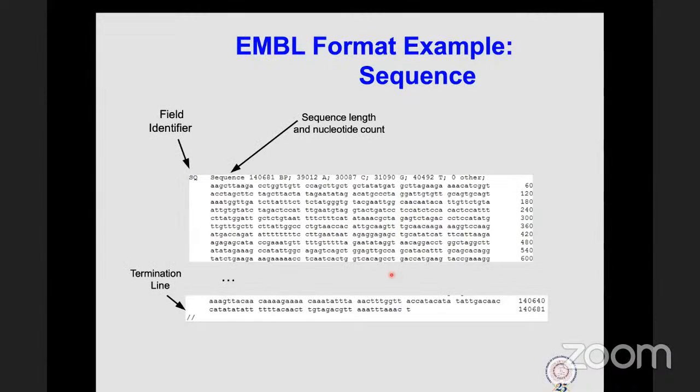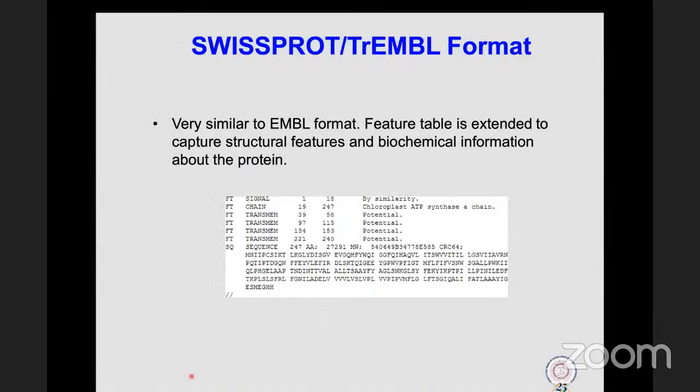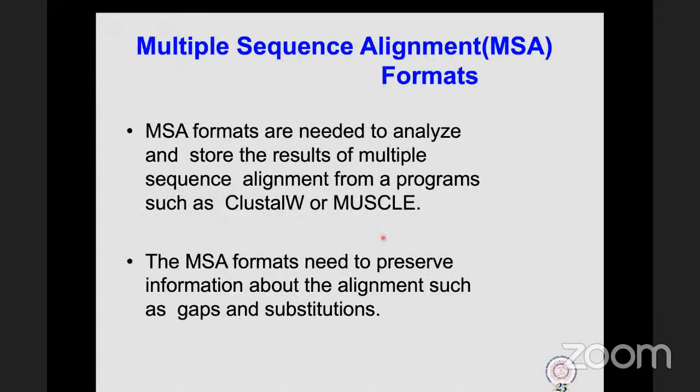In this way, the EMBL format is also the same file format, but it ends with this termination line. So this is an EMBL file format. It also has a header, feature table, and sequence. Now this one is the Swiss-Prot file format. So it is a PDB file. You can see this is how the PDB file looks. It tells how many chains there are, like the chain or the helix, at what amino acid location it is, and then it gives you the amino acid sequence.